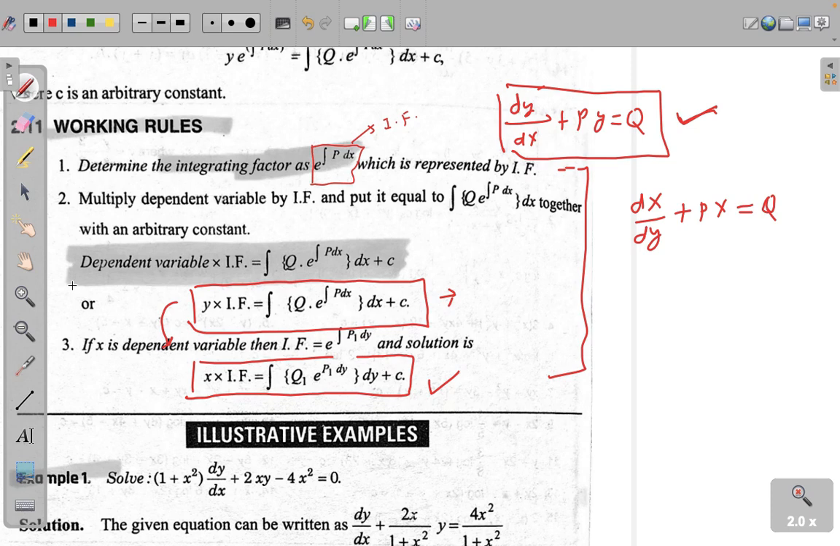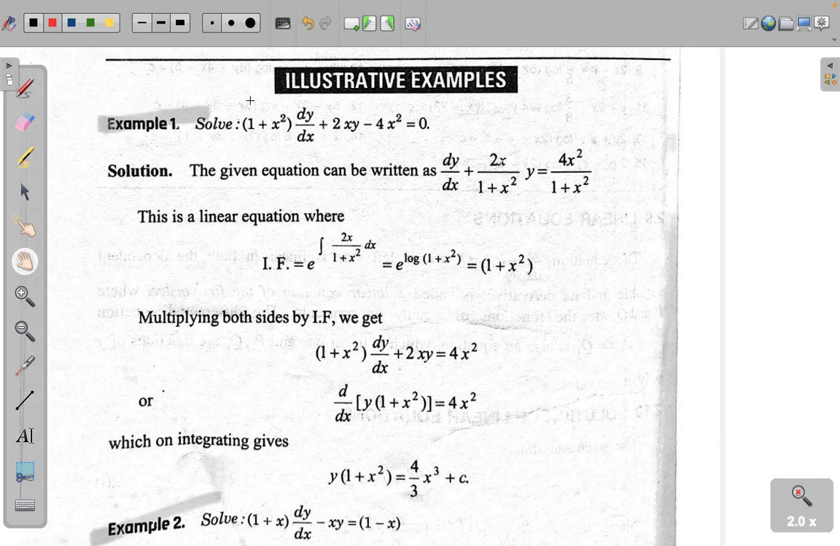Okay, so now we do some numerical questions. So this is your first question. Consider this. Compare this differential equation with this.